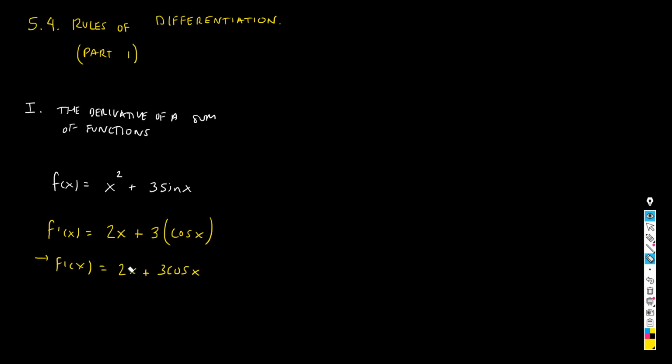If you notice, this is the derivative of this, and this is the derivative of this. So it's basically just adding the derivatives independently of each of these two functions. So that's how it works. This one's simple. Now let's go to the second rule.